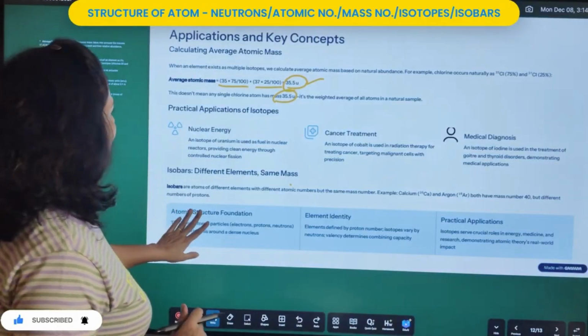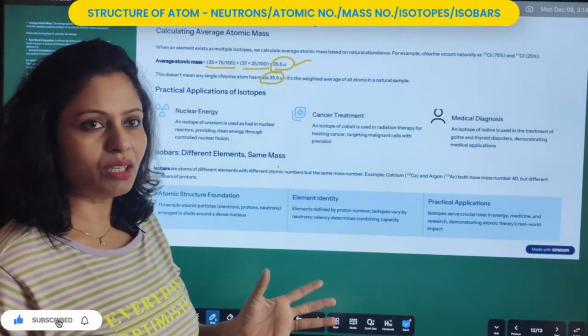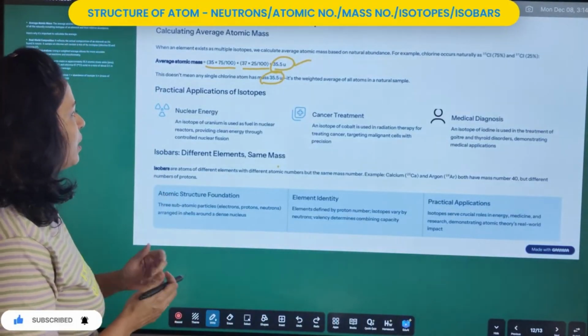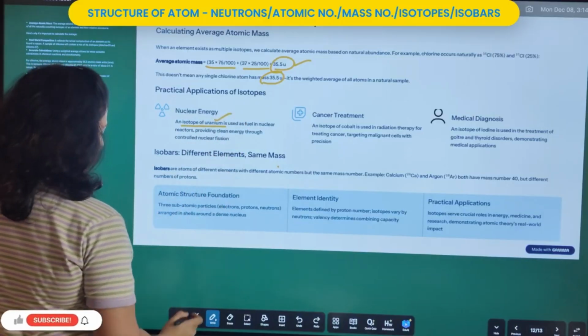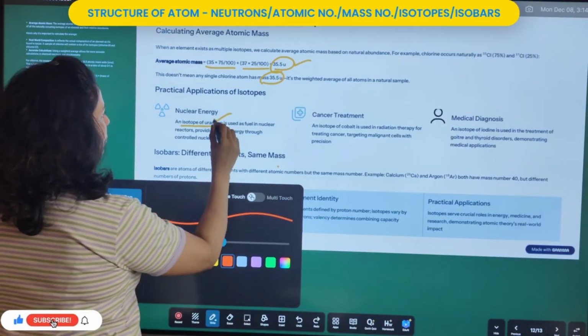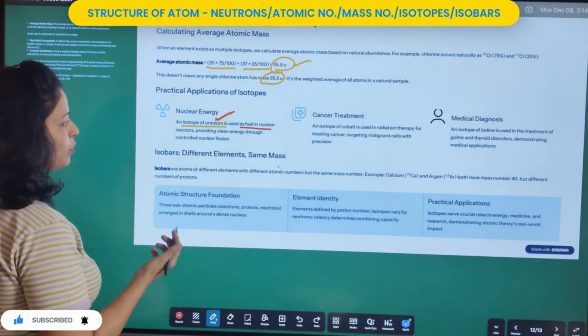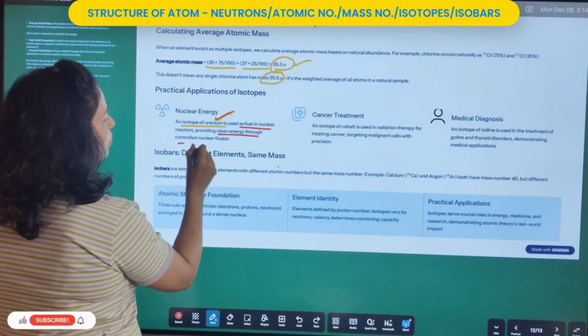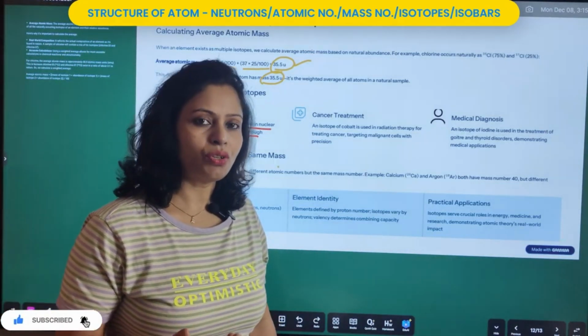So here they have given you certain applications of isotopes. So isotopes have several applications in the medical field also. In the nuclear energy concept, isotope of uranium is used as a fuel in the nuclear reactors, providing energy through controlled nuclear fission reaction. It is used as a fuel in nuclear reactors, which is used to generate electricity.